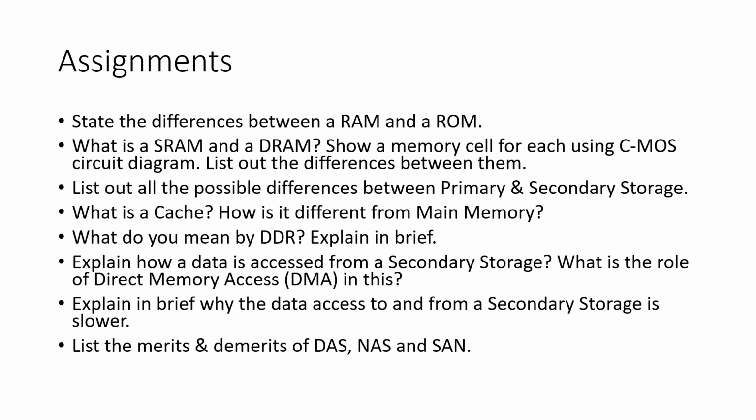What is a cache? How is it different from main memory? What do you mean by DDR? Explain in brief. Explain how a data is accessed from a secondary storage. What is the role of direct memory access, DMA, in this? Explain in brief why the data access to and from a secondary storage is slower. List the merits and demerits of DAS, NAS, and SAN.